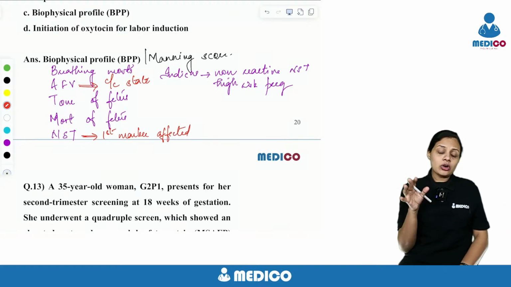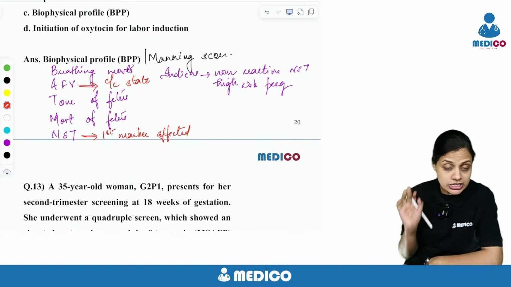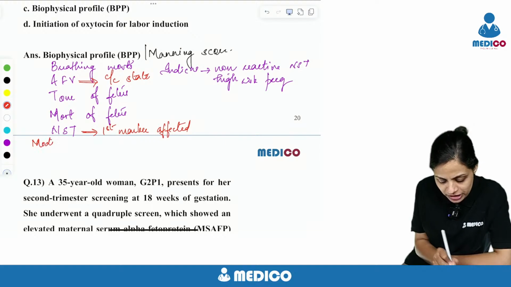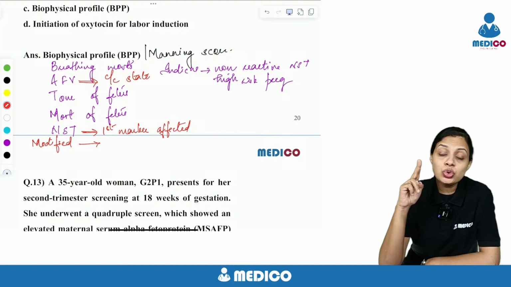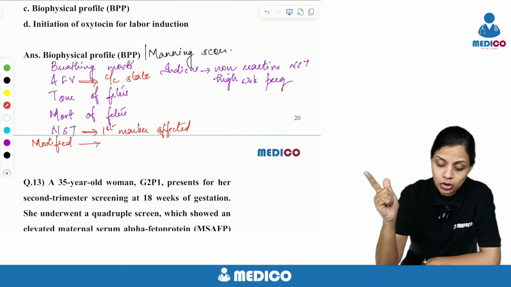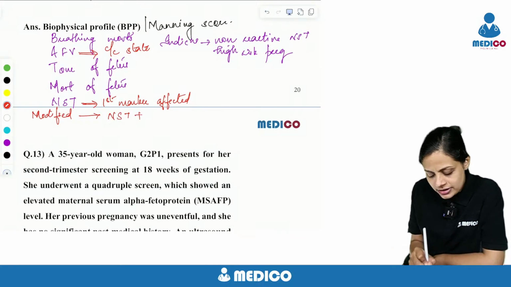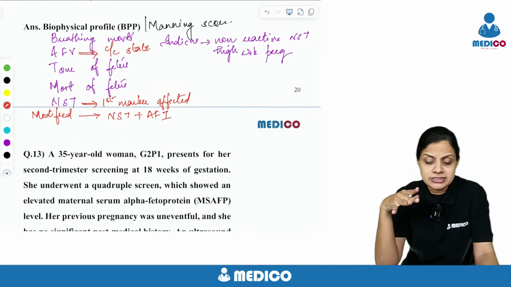Now, doing a full biophysical scoring will take around 30 to 45 minutes. So instead of a full biophysical score, you can also do what is called a modified biophysical profile. A modified biophysical profile means you do only two parameters, one from the acute state and the other from the chronic state. You'll do an NST and an amniotic fluid volume. This will take only around 10 minutes, right?